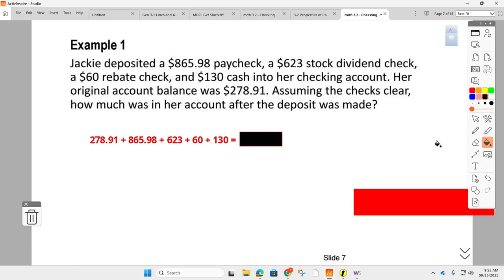Oh, I did not do that. And so after all the deposits, she has $1,967.89 in her account. You writing what I'm writing?